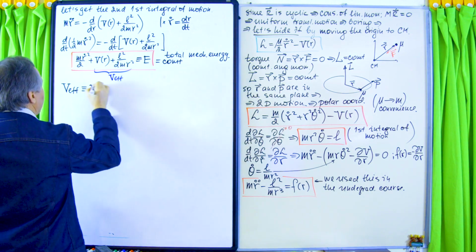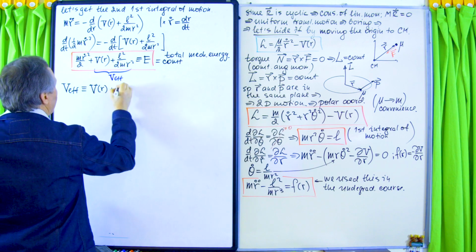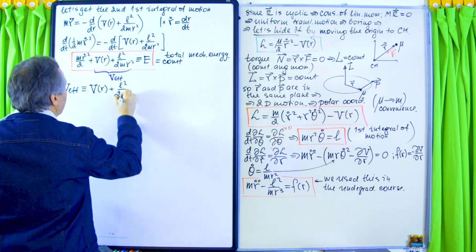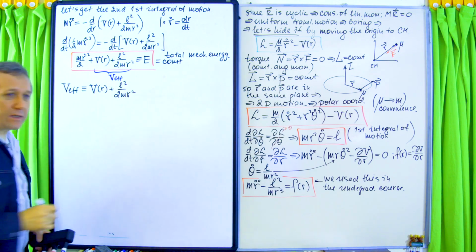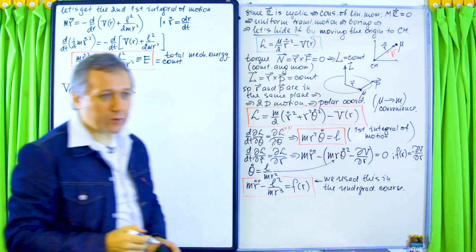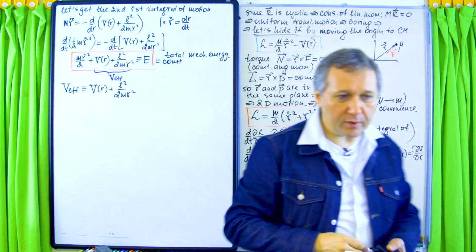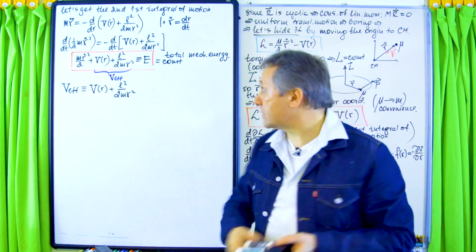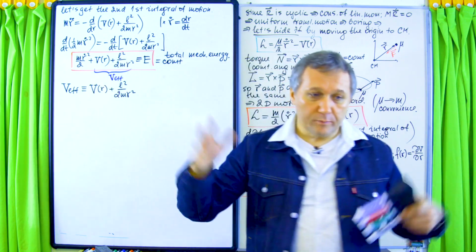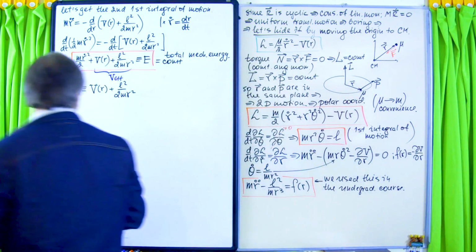Yeah. So V is a function of r plus L squared over 2 m r squared. So effectively, this is a one-dimensional system. Of course, effectively. Of course, in real life, it's two-dimensional. But phi is hidden inside of L, right? All the motion, all the dependence on phi.